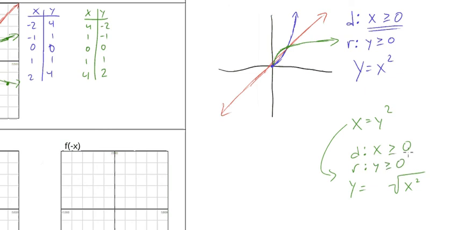Oops, that shouldn't be a squared right there. Notice also that we aren't plugging in any negative x values, so we're not getting any imaginary numbers. That's kind of a built-in part of the domain.